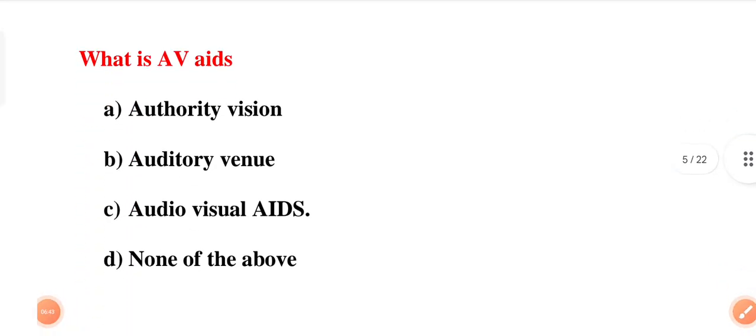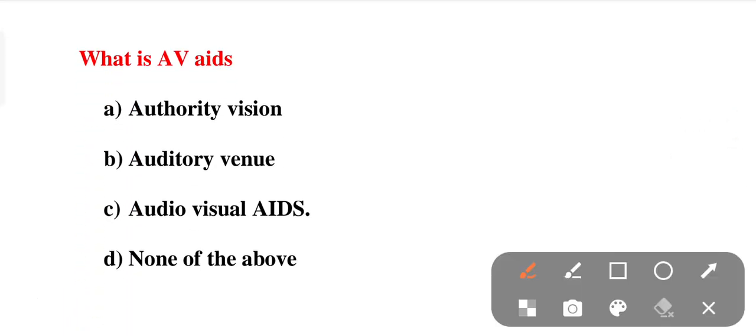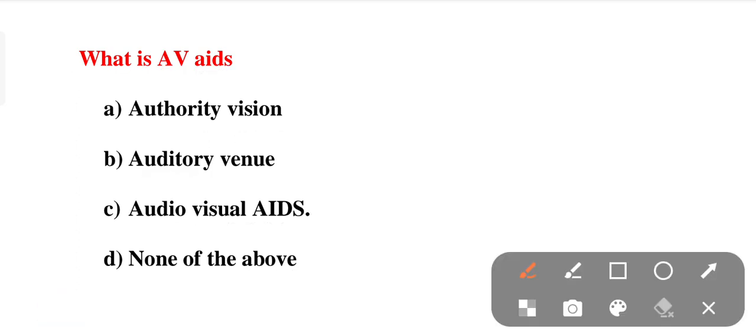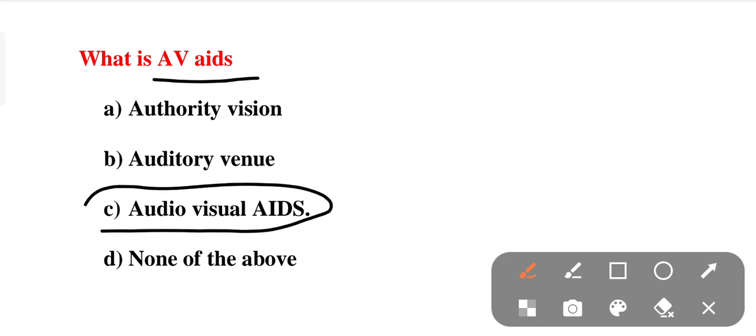So the next one is, what is AV aids? So in the nursing subject, it is a huge topic. Okay, a very big topic in the nursing education subject. So what is the AV aids? Option A, authority vision. Option B, auditory venue. Option C, audio visual aids. Option D, none of the above. So AV aids is nothing but audio visual aids.